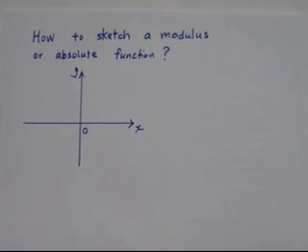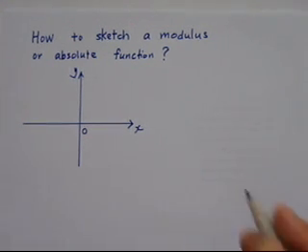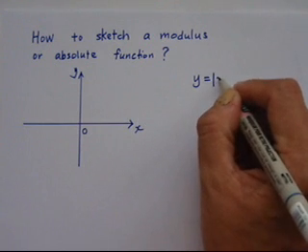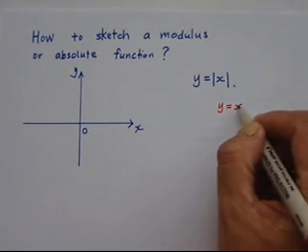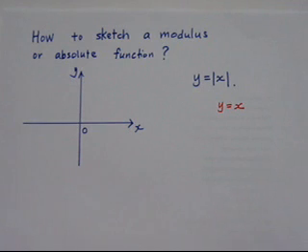To sketch a modulus or absolute function, let's consider a very simple case of y equals modulus of x. To sketch this graph, let's consider without the modulus sign, that means the graph of y equals x. The line y equals x is a straight line with gradient 1 passing through the origin.